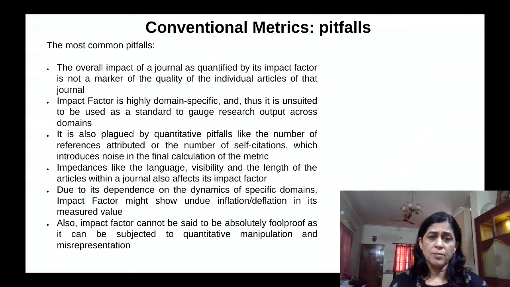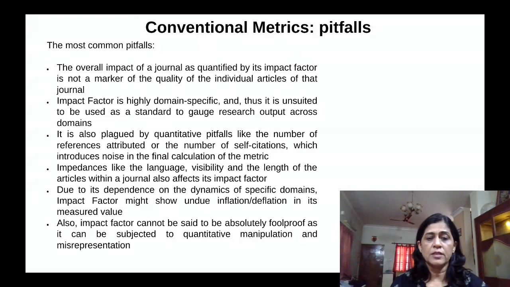Coming to the conventional metrics, there are several conventional metrics that have been used over time, but they are not without their pitfalls. Some of the pitfalls are enlisted here. The overall impact of a journal, as quantified by its impact factor, is not a marker of the quality of the individual articles of that journal. Impact factor is highly domain specific and thus is not suited to be used as a standard gauge of research output across domains. It is also plagued by quantitative pitfalls like the number of references attributed or the number of self-citations, which introduces noise in the final calculation of the metric.